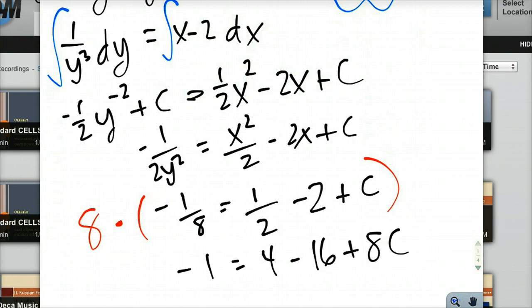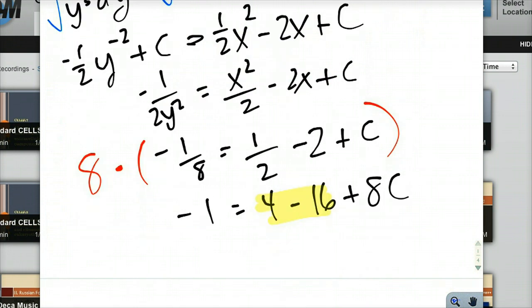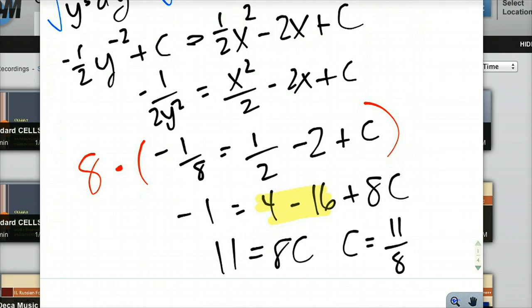Then all this is just basic algebra. This 4 minus 6 becomes negative 12. And if I add 12 to both sides, I'm going to get 11. And then to get c by itself, I'll divide both sides by 8. So c ends up being 11 over 8.